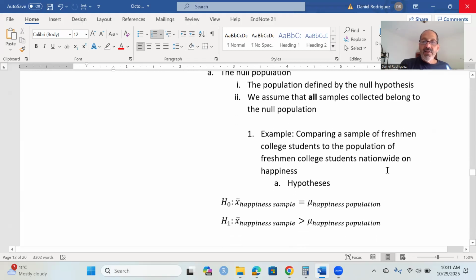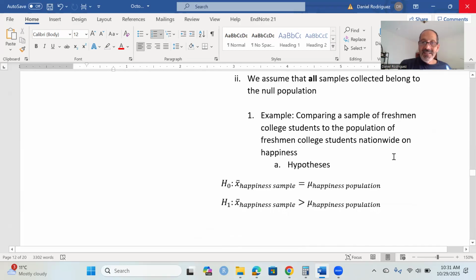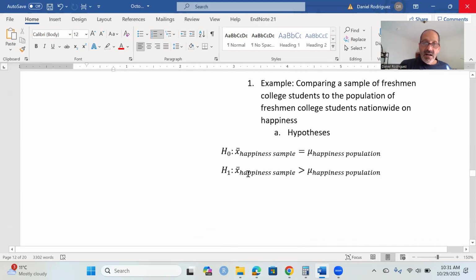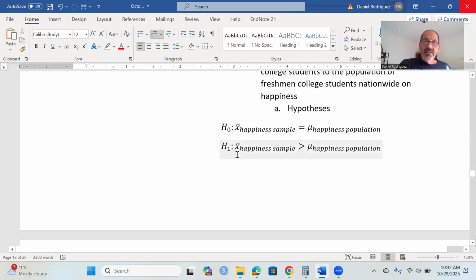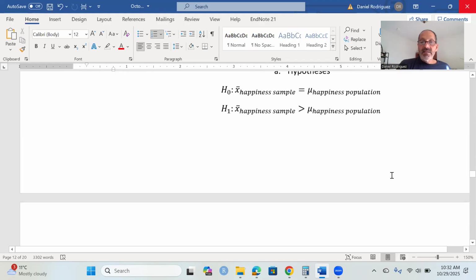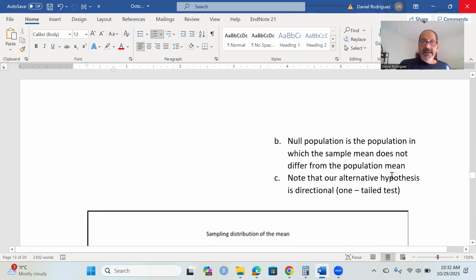So here's an example comparing a sample of freshman college students to a population of freshman college students nationwide on happiness. Our hypothesis is that the happiness of our sample is equal to the happiness of the population. So that would be our null population. So there's no difference between our mean sample happiness and the population. The Greek letter means population. And here, the alternative is the one we are interested in: happiness in the sample is greater than happiness in the population. Okay.